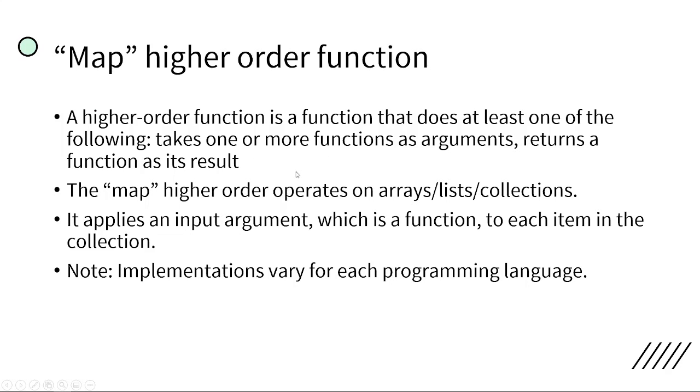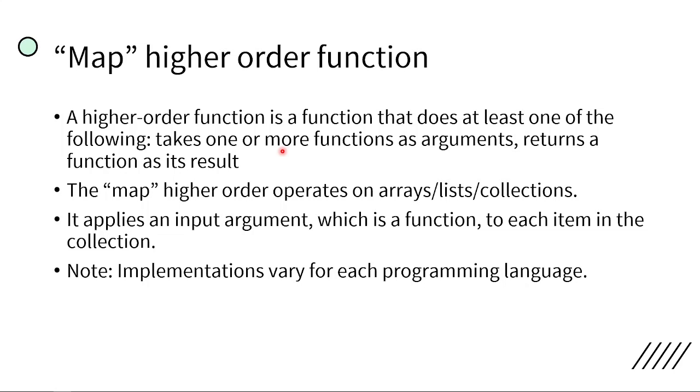So just a recap, a higher order function is a function that does at least one of the following. First, it takes one or more functions as arguments or returns a function as its result. So again, a higher order function is a function that takes one or more functions as arguments, or it can also return another function as its result.